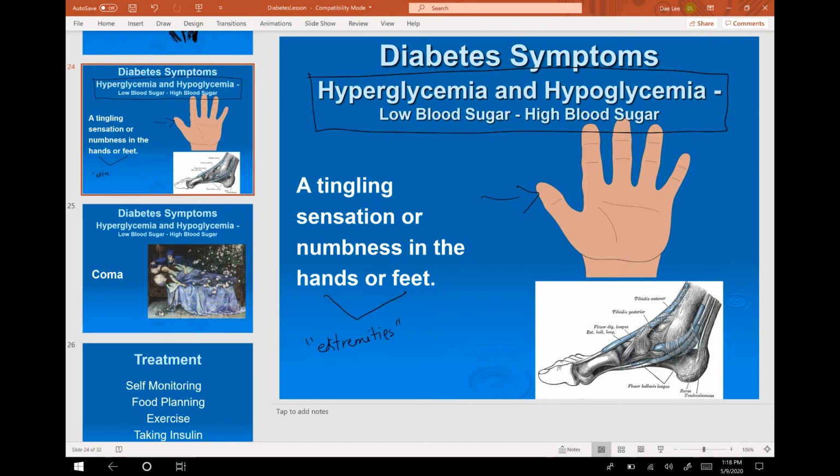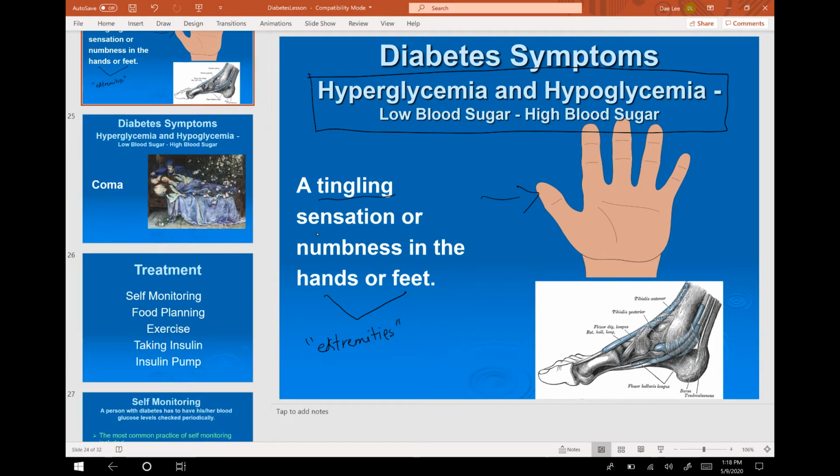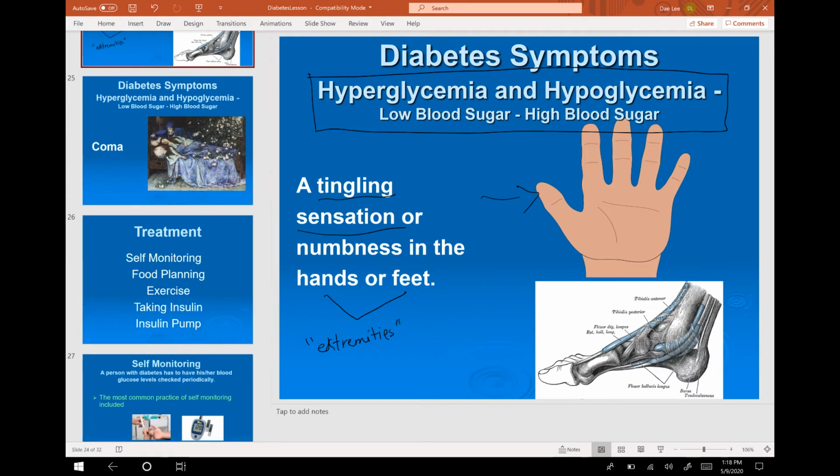It means they're the farthest away from your heart. Your body needs to do the most, it needs to provide the most energy to push blood to your hands and your feet. If that blood is thick and sluggish, it's not going to go to your hands and feet quickly, and it's going to lead to oxygen deprivation in those areas, which represents the tingling sensation or numbness.